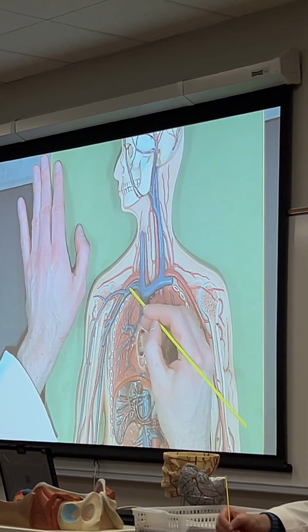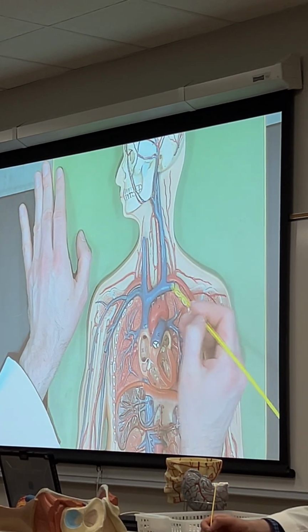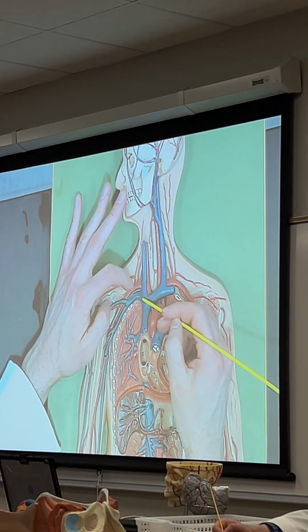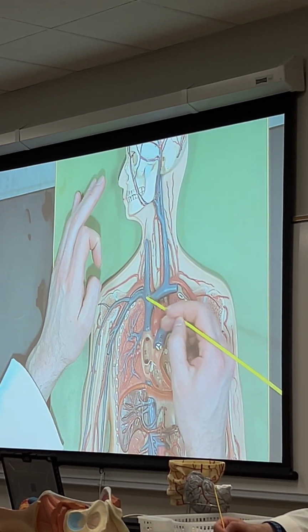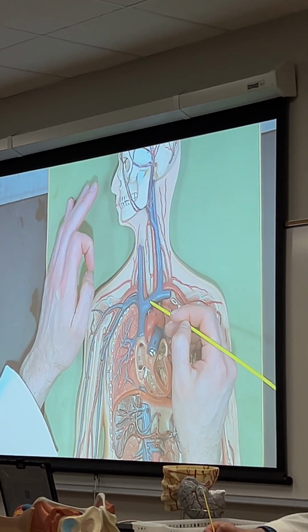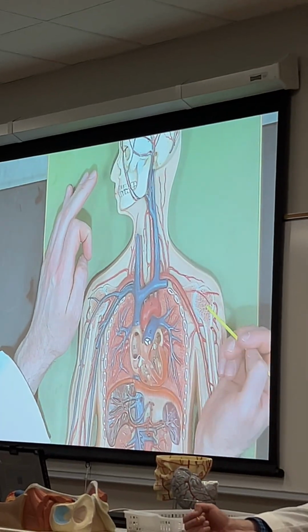And so over here you can see the subclavian vein. So this is the right subclavian vein and this is the left subclavian vein. And as the subclavian veins converge with the internal jugular veins, they form the brachiocephalic vein. So over here on the right, this is the shorter right brachiocephalic vein, and over here on the left, this is the longer left brachiocephalic vein. And then the right and left brachiocephalic veins converge into the superior vena cava.